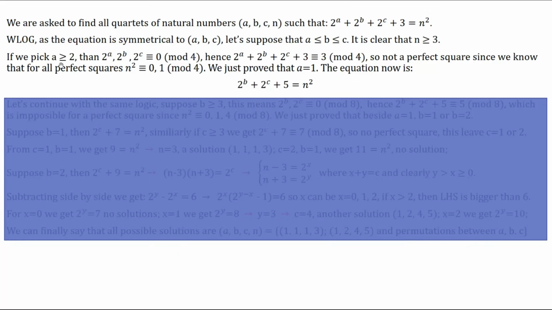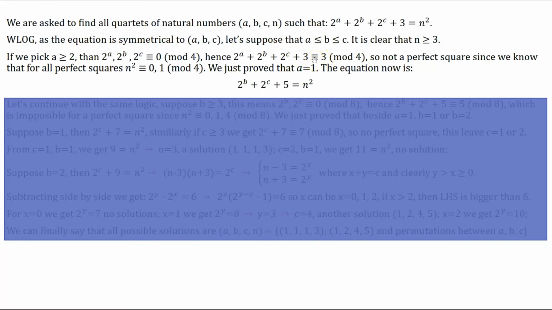Now, if a is greater or equal to 2, this means that 2 to the a, 2 to the b, and 2 to the c are congruent to 0 modulo 4, which means that all these three numbers are divisible by 4, because of course they will have much more than one 2 in their representation. So in this case the sum 2 to the a plus 2 to the b plus 2 to the c plus 3 will be congruent to 3 modulo 4, because all of these are divisible by 4, the remainder will be equal to 3.